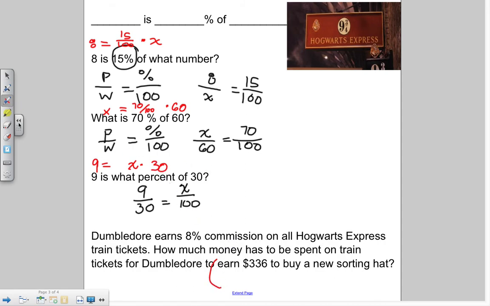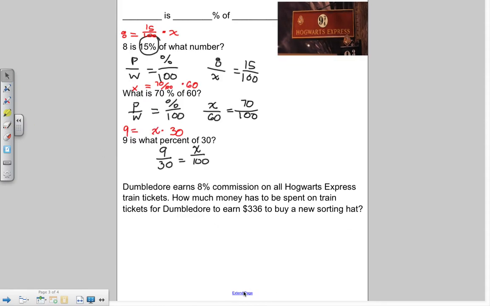Okay, oops. All right, finally, moving along. Let's try again. Dumbledore earns 8% commission on all Hogwarts Express train tickets. How much money has to be spent on train tickets for Dumbledore to earn $336 to buy a new sorting hat? Oh, Dumbledore. He needs a new sorting hat.